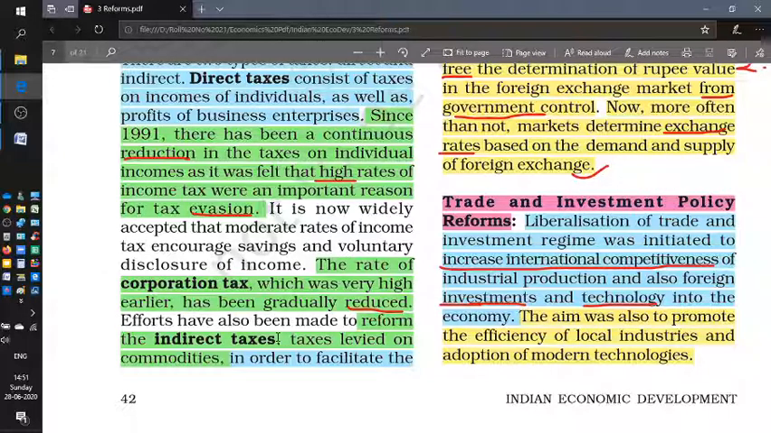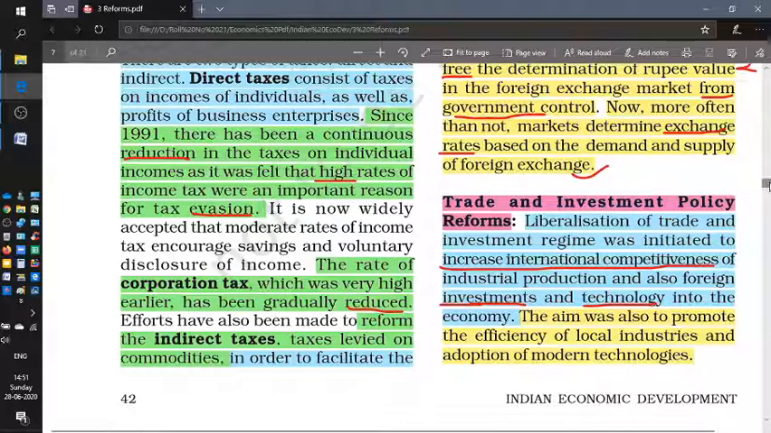Every product produced, or every product brought from outside, imported from outside, has to be included in a tax. And so there is what you call sales tax, there are excise duties, customs duties. All these are indirect taxes on goods produced or goods brought from outside. And so over the years, the government has also tried to bring about a change in this tax structure.